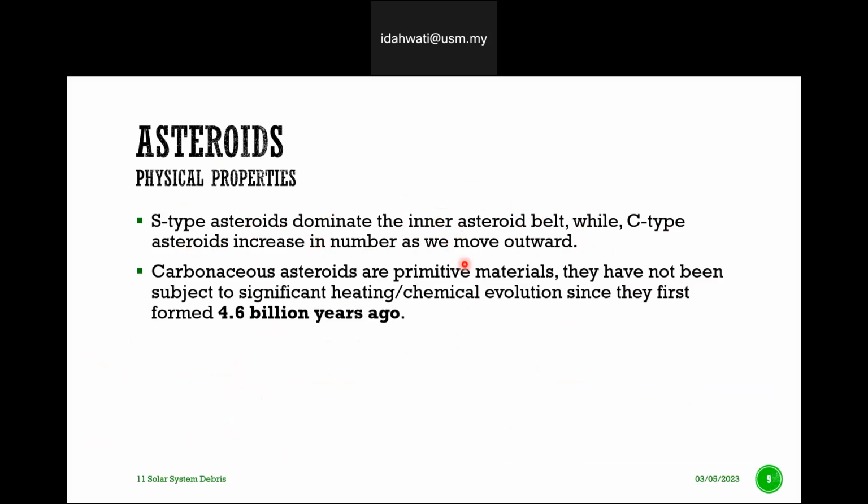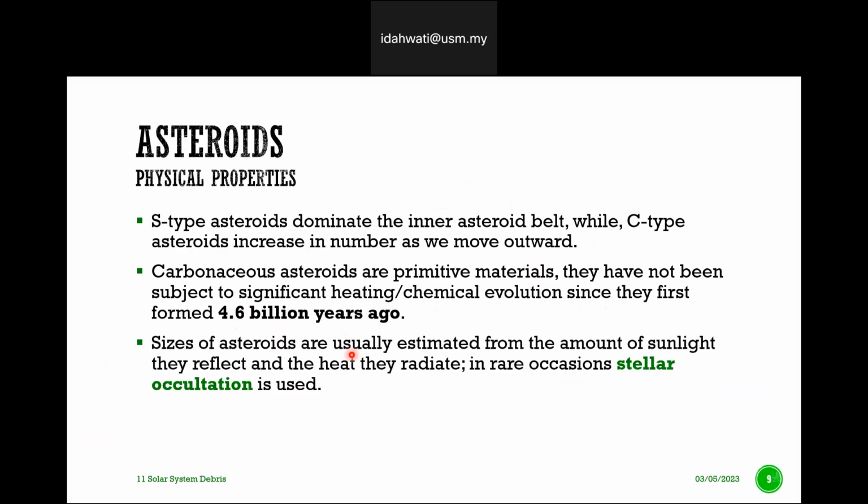The C-types are primitive materials. They have not been subject to significant heating or chemical evolution since they first formed 4.6 billion years ago. And what is stellar occultation? Stellar occultation is used to estimate the size of an asteroid from the amount of sunlight they reflect and the heat they radiate. So it is called stellar occultation.